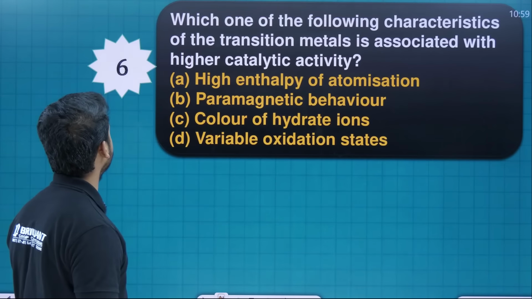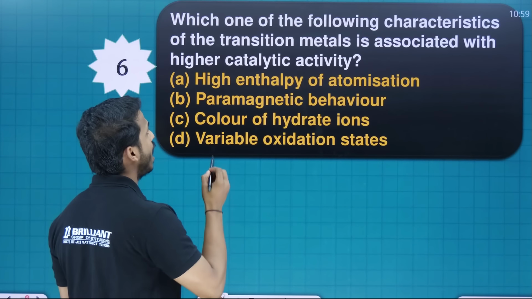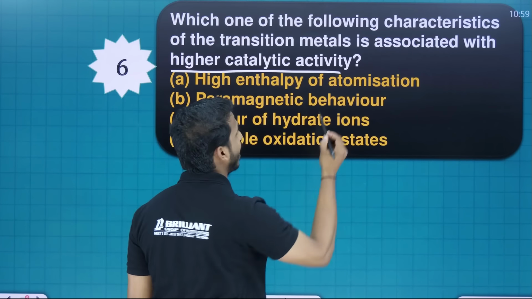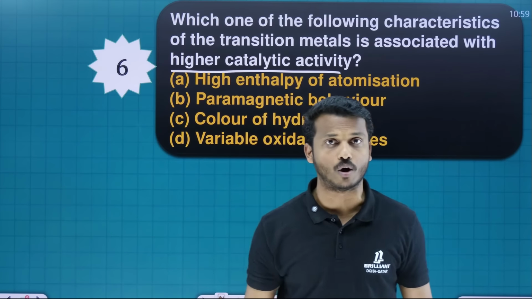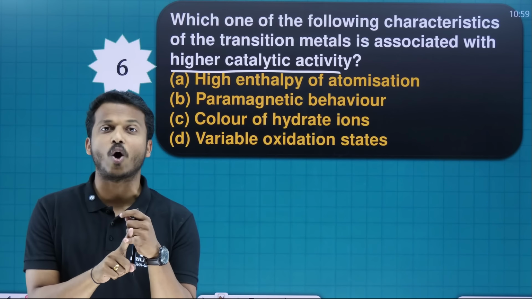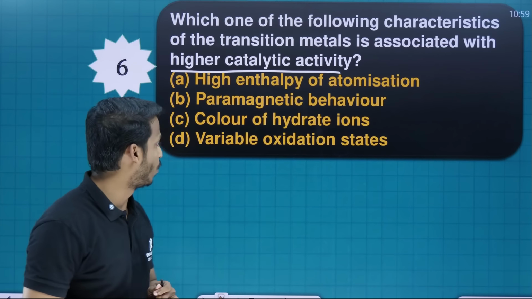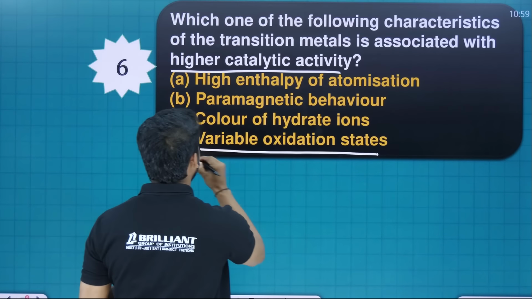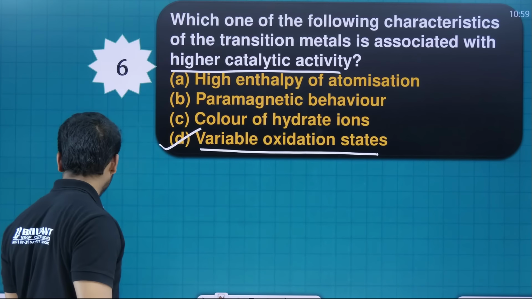Alloys. Ready? Question 6. Which of the following characteristics of the transition metal is associated with a higher catalytic activity? You know, transition metals are used as catalysts because the main two reasons are there. Because they show variable oxidation state and they provide large surface area. So what is the answer? They show variable oxidation state. Therefore, they show catalytic activity.